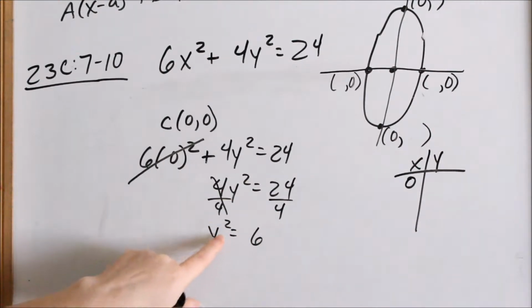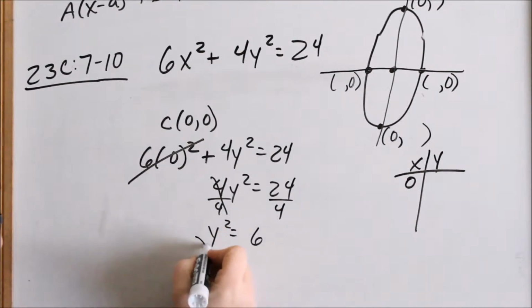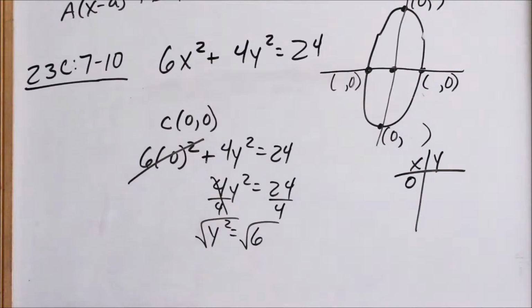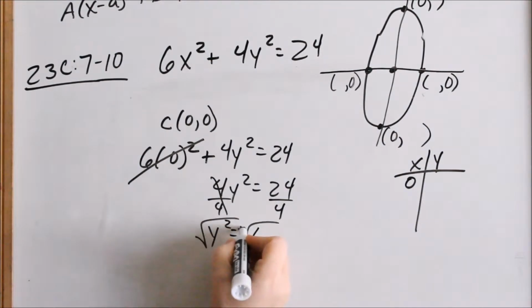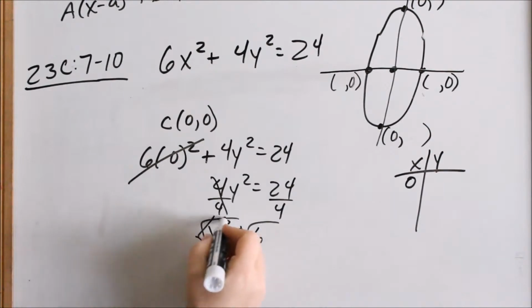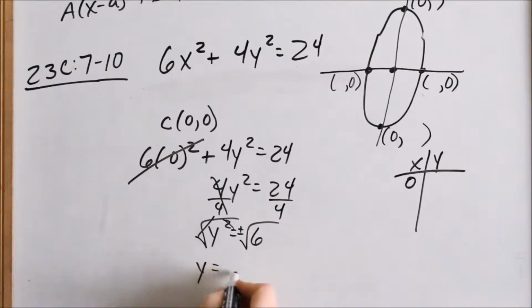How do I solve for y when I have a square? What's the opposite of square? Square root. I have to take the square root of both sides. When I do that, what do I put in front of my square root symbol? Plus or minus. So this side just becomes y, and this becomes plus or minus square root of 6.